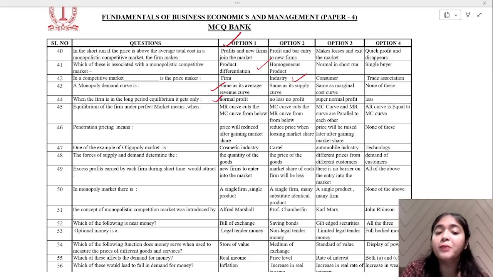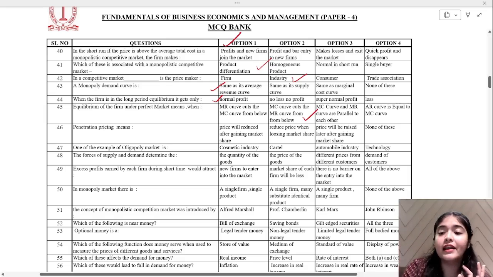Equilibrium of the firm under a perfect market is reached when the MR curve cuts the MC curve from below, or the marginal cost curve cuts the marginal revenue curve from below, or the marginal cost curve and marginal revenue curve are parallel to each other, or the average revenue curve is equivalent to the marginal cost curve. Think over it and tell me what should be the correct answer. Yes, the marginal cost curve cuts the marginal revenue curve from below. That is the situation of equilibrium of the firm under a perfect market.